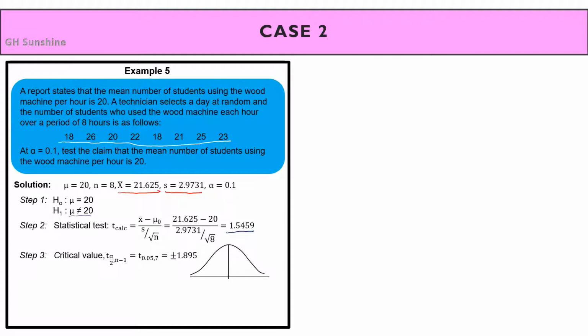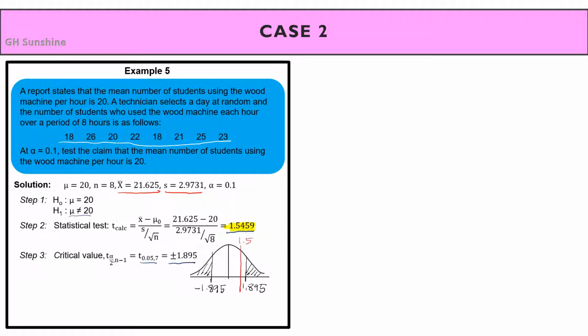Find the critical values. So from the table, when alpha equal to 0.05 and degree of freedom equal to 7, the critical value is plus minus 1.895. So where is the rejection region? Left side, right side, here. So right side, 1.895, left side, negative 1.895. Next, look at this value, 1.5459. Is it in the critical region?